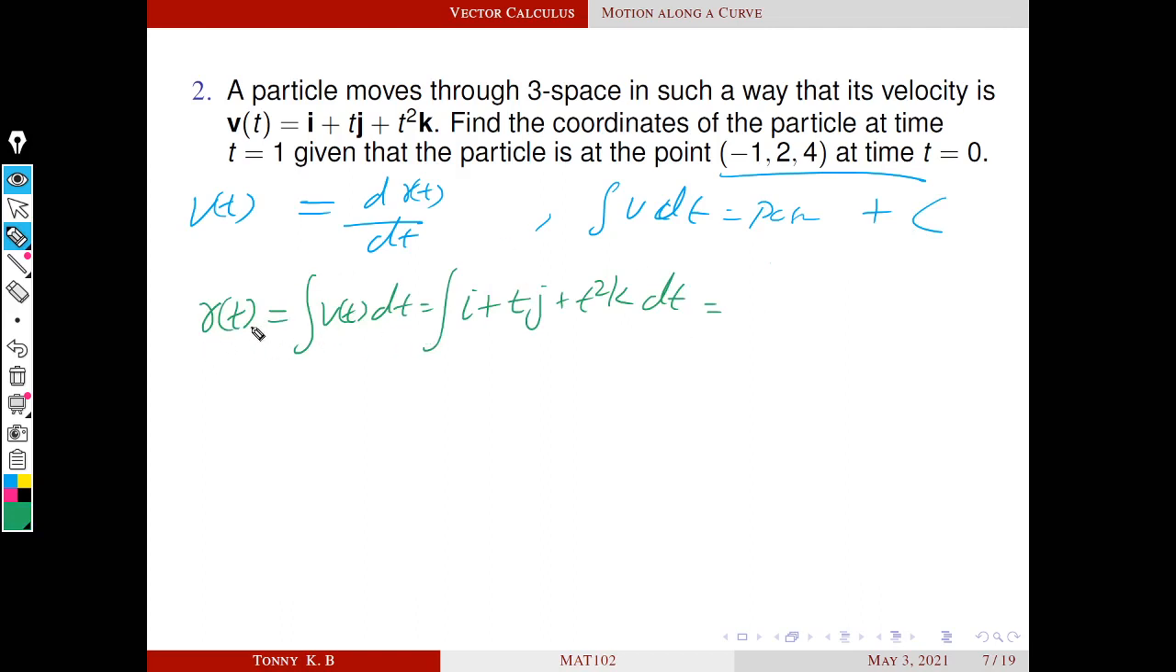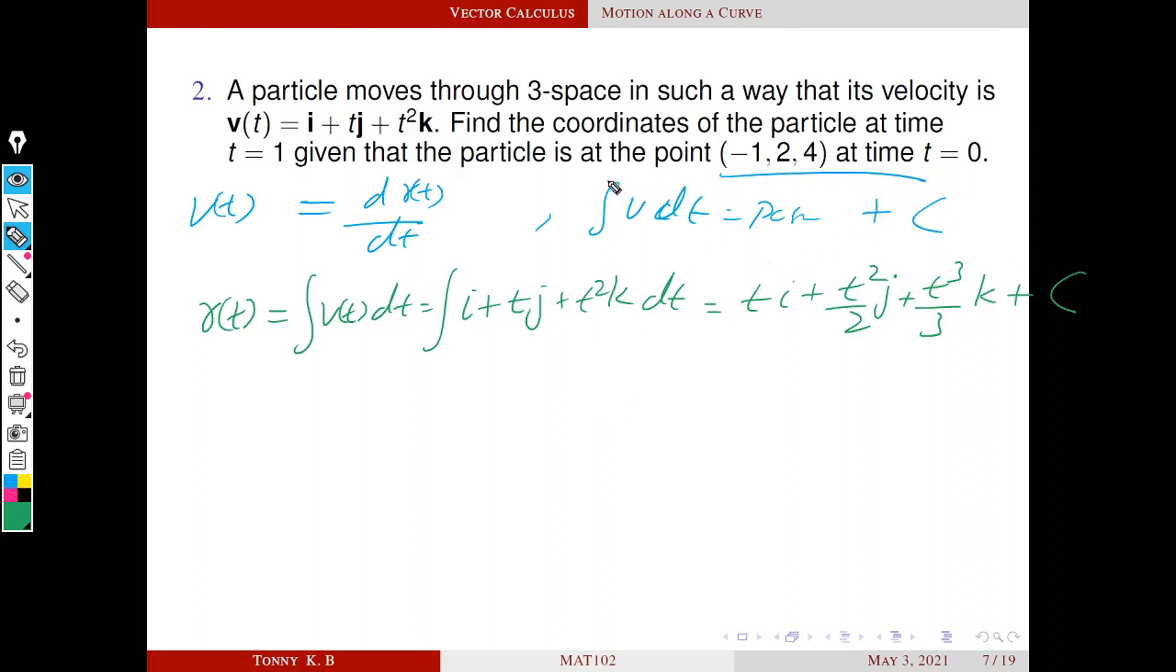So the position vector r of t is equal to the integral of the velocity, which is i plus tj plus t square k. The integral of i is t, so ti, plus t square by 2 j, and t cube by 3 k, plus a constant of integration. So our position vector is like this, plus a constant vector. We have to find this constant of integration using this condition.